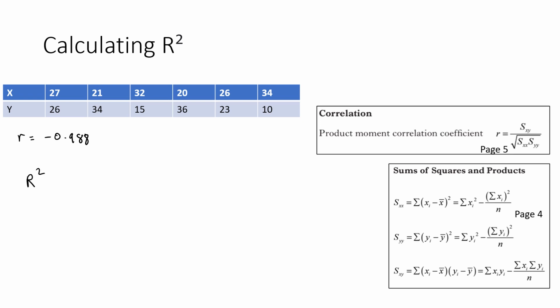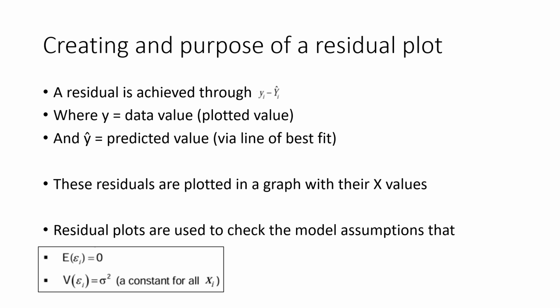R squared is equal to r squared, yep, shortcut there, which is negative 0.988 squared, which gives us 0.9761. So even with r squared, it shows that in this example, x has quite a significant impact on y. Okay, enough of the r stuff.